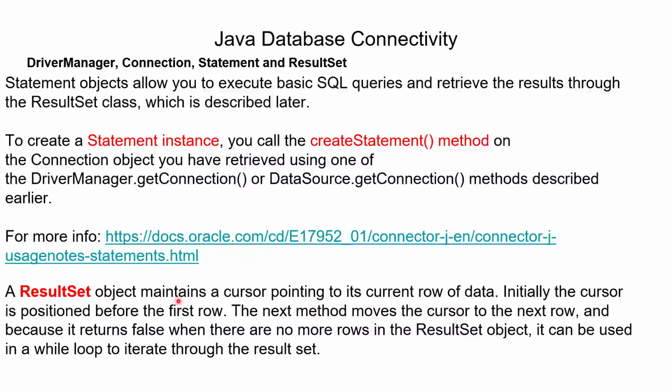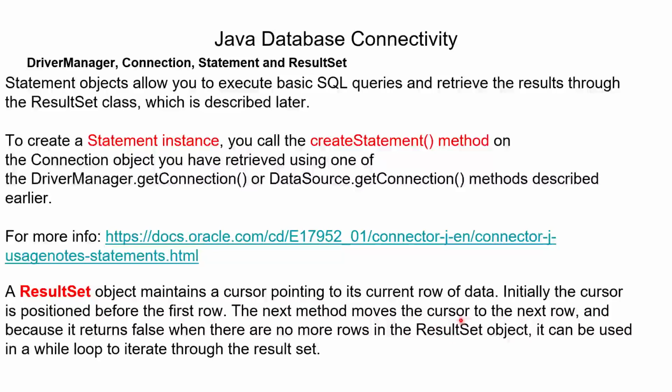A result set is that list of records or a Boolean or some data that comes back from our database connection. A result set object maintains a cursor. It is a multi-dimensional data structure almost always, even if there is just one element, and there is a cursor or a pointer pointing to each record. So a result set maintains that pointer to the current row. Initially the cursor is positioned before the first row.